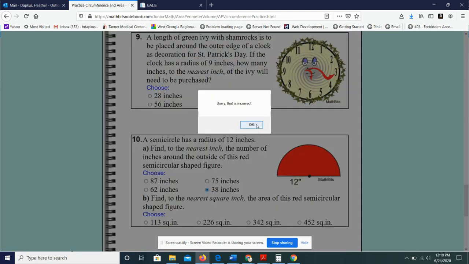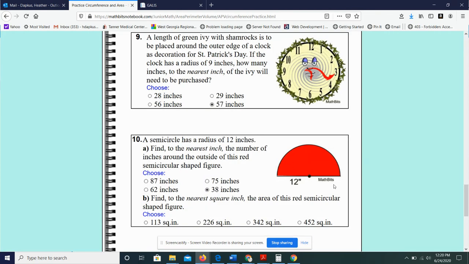Oh no, what did we do wrong? Let's see. Oh, we needed to do this bottom part too, so we needed to add 24 to it, which would be 62. We didn't add that in, so okay. So I made a mistake, that's okay.